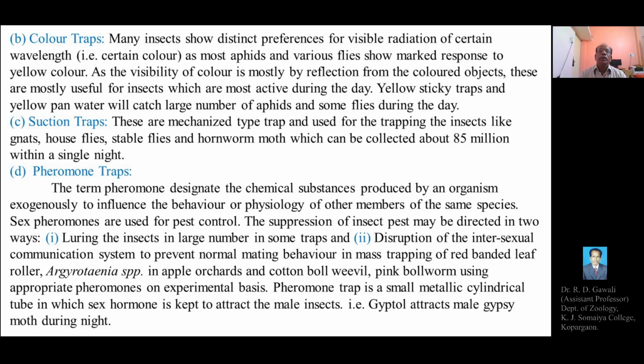The visibility of the color is mostly by reflection from the colored objects, and these are mostly useful for insects which are most active during the daytime. So even these color traps with a yellow color or yellow light colored traps can be used during the daytime to attract or collect certain insect pests like aphids and flies. So yellow color light traps can be used for the collection and destruction of aphids and flies.